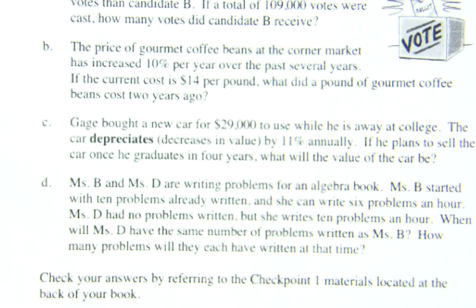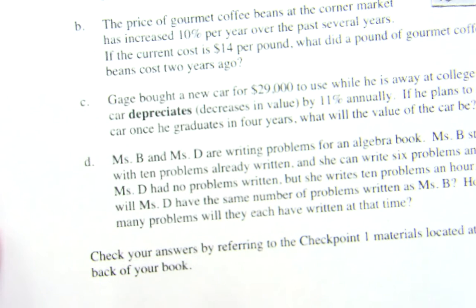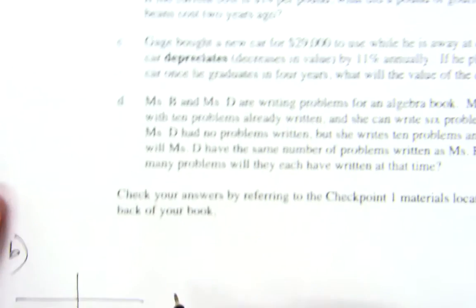That means we have to add 10% to 100% because we're increasing, not decreasing. The first thing I'm going to do is make a table really quickly.